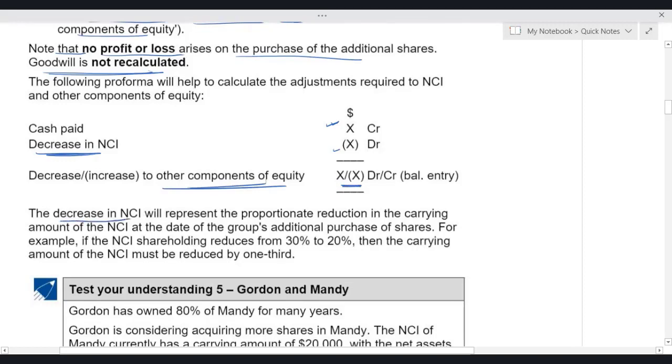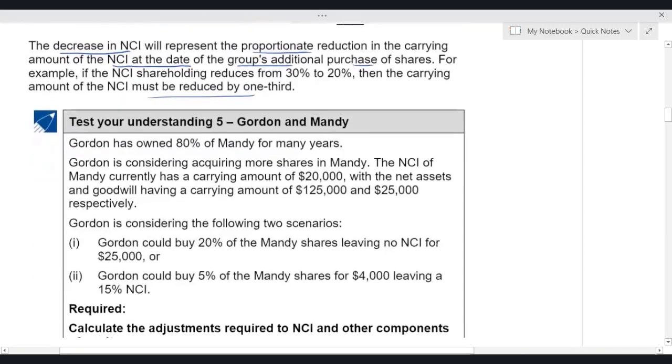The decrease in NCI will represent the proportionate reduction in the carrying amount of non-controlling interest at the date of the group's additional purchase of shares. For example, if NCI shareholding reduces from 30 to 20, then the carrying amount of NCI must be reduced by one third. Look at this. This will help us a lot.